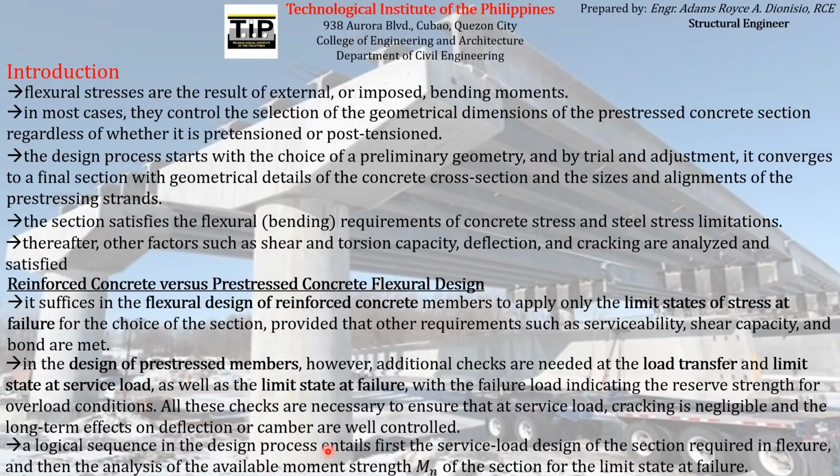Again, the design process starts with the service load design, wherein we are checking the service load requirements specified by the code, especially the requirements in terms of flexure. After we find a particular section that satisfies the flexural requirements, we will analyze its available moment strength to resist the flexural stresses at failure, or the ultimate flexural stresses that may be induced inside the concrete element at failure stage, at ultimate strength stage.